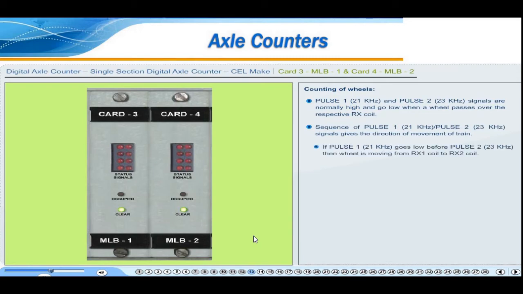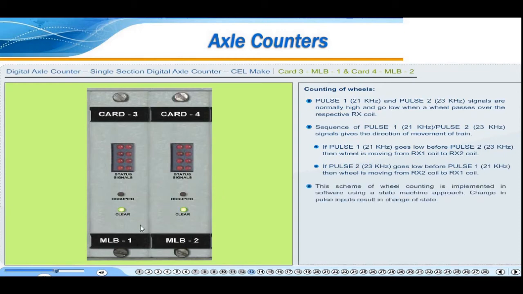If Pulse 1, 21 kHz goes low before Pulse 2, 23 kHz, then the wheel is moving from RX1 coil to RX2 coil. If Pulse 2, 23 kHz goes low before Pulse 1, 21 kHz, then the wheel is moving from RX2 coil to RX1 coil. This scheme of wheel counting is implemented in software using a state machine approach. A change in pulse inputs results in a change of state.